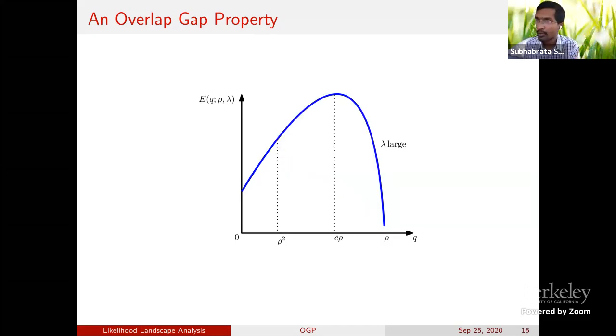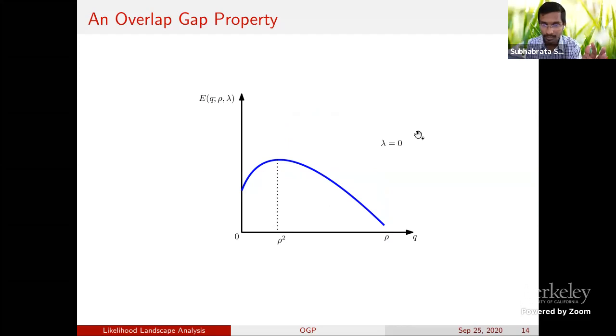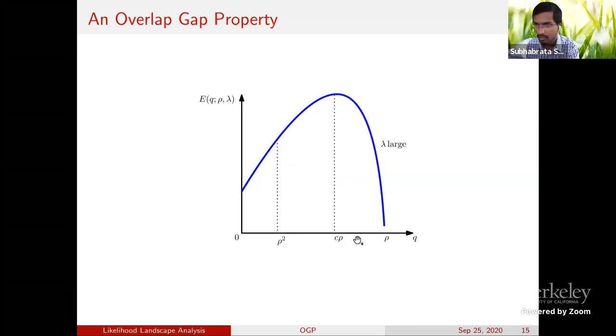On the other hand, if lambda is very, very large, this function will still be unimodal, but the maximum will shift, and the maximum will actually be attained at some constant times rho. This is the regime where the MLE will perform approximate recovery. And at least in this regime, it is suggestive that if I start any local algorithm and initialize it at random, I will start somewhere near rho squared. And so it is suggestive that maybe we'll be able to climb this hill and get to the top.